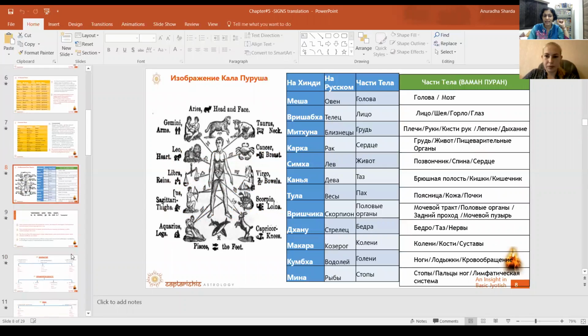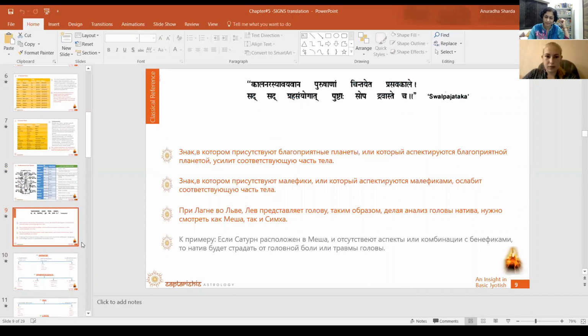If that part of our body has benefic influences of benefic planets, that part of the body becomes strong. If it has malefic influences on the other hand, then that part of the body is susceptible to disease, hurt, injury, or is weak.